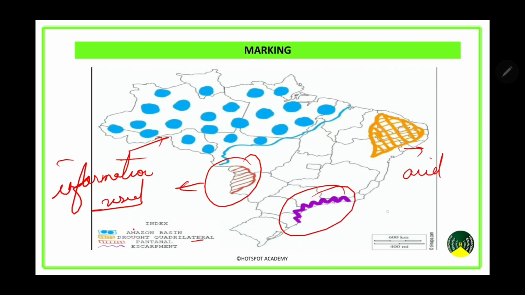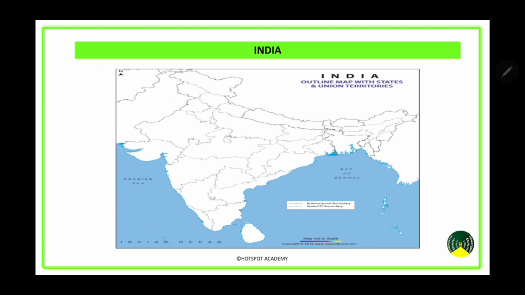Now till here we have covered the important places of Brazil. If in case I have missed something, do let me know. We'll try to cover it in the next, right? Now when it comes to India, it's better if you can revise your complete syllabus using this map, right?